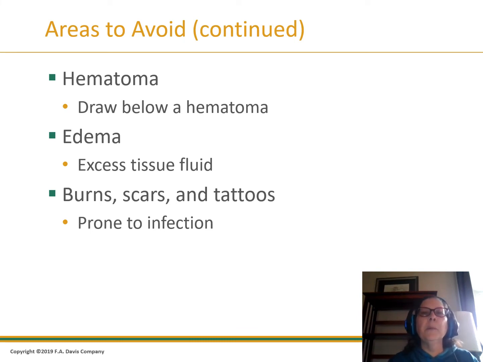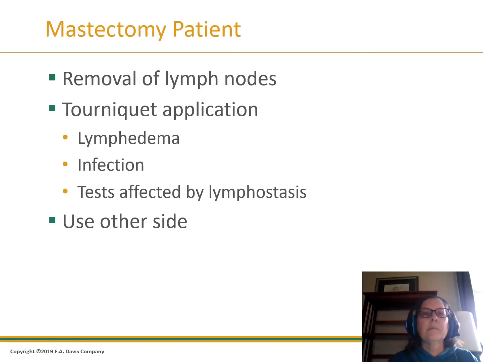Avoid collecting blood from an area with a hematoma, edema, burns, scars, or fresh tattoos. You may collect blood from the area below a hematoma. Because patients with mastectomies have their lymph nodes removed, applying the tourniquet can cause the patient to develop lymphedema or an infection. The sample could also be affected by lymphostasis. You must use the other arm.